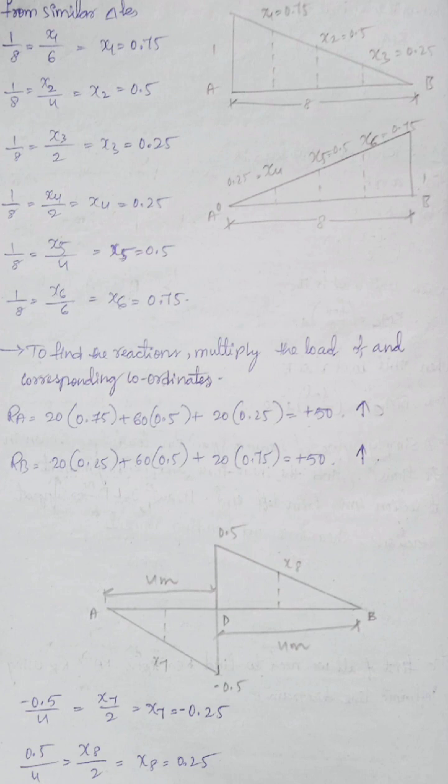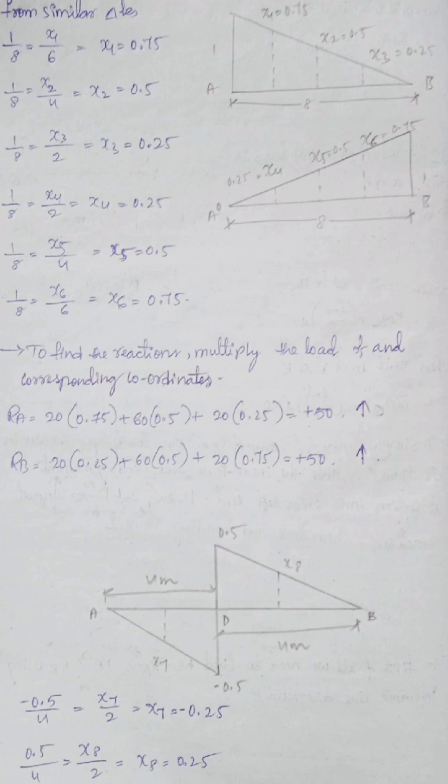Similarly, for the second diagram, that is the influence line diagram for RB, you can see at B there is 1, at A it is 0, and a triangle is formed. Here x4, x5, x6 are the ordinates exactly under the point loads. So all these ordinates x1, x2, x3, x4, x5, x6 are exactly under the point loads. In the same way we can find x4 is 0.25, x5 is 0.5, x6 is 0.75.